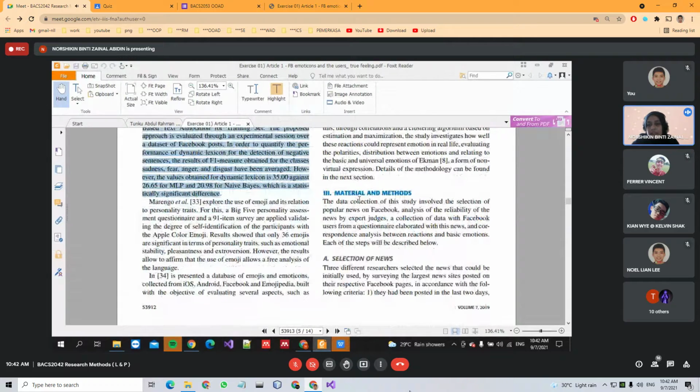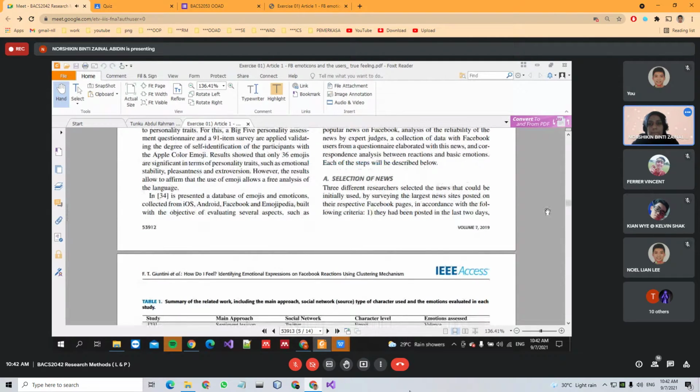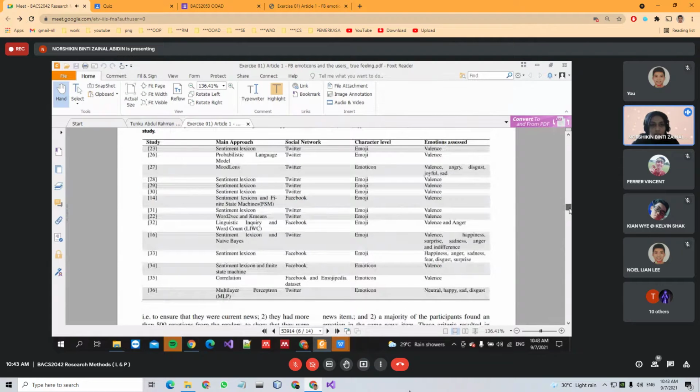And then material and method. We move to the third section, material and method. So what's the material and method? Material and method is how you want to conduct your research, or what's needed for your research. For example, here is the selection of news. They do some reading on the news, or they extract their input from the news. So they use the selection of news as their method, and this is what they get.